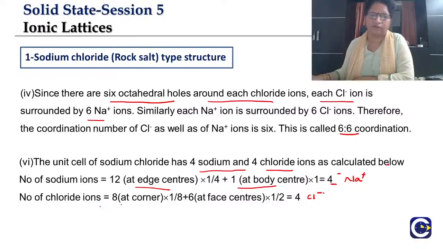Number of chloride ions: the 8 at the corner are shared equally by 8 other unit cells, and the 6 at the face centers are shared equally by 2 unit cells. So here 1 plus 3, we get 4. Because the ratio is 4 is to 4, we will take it as 1 is to 1.